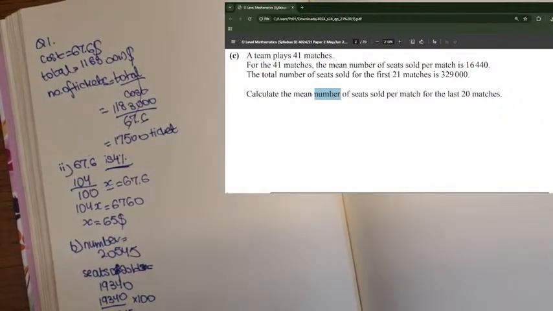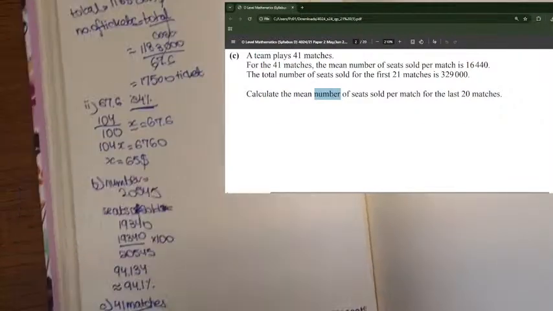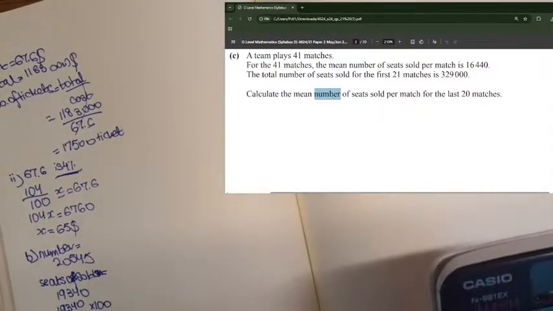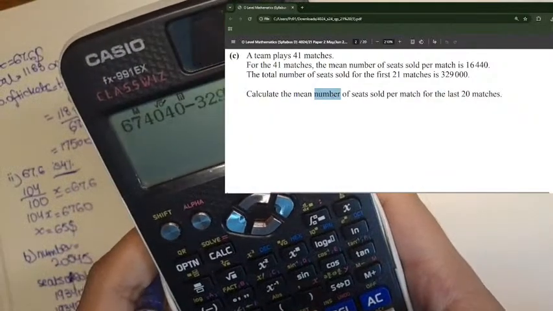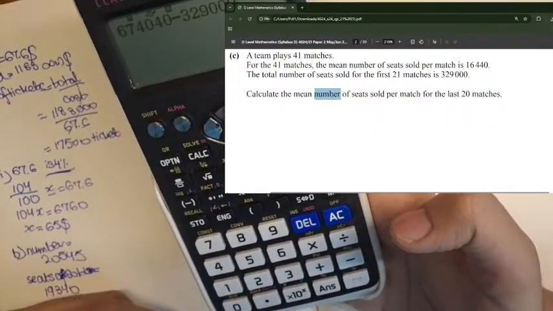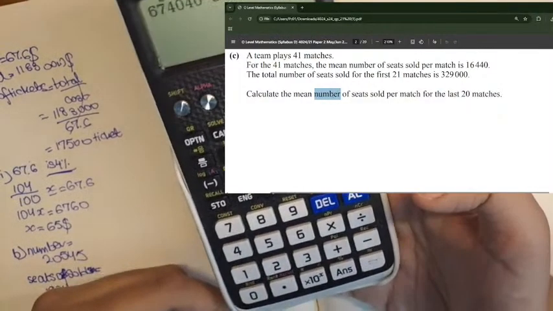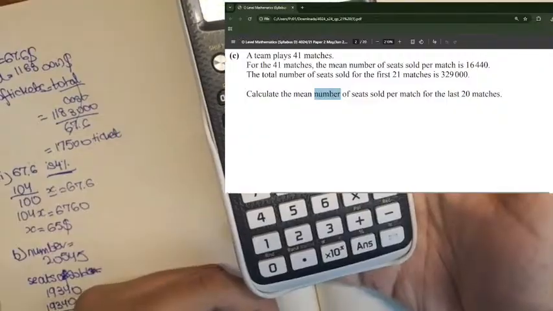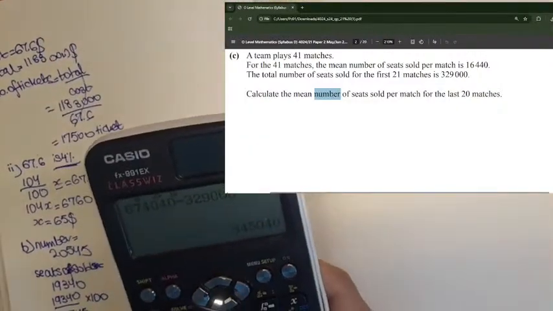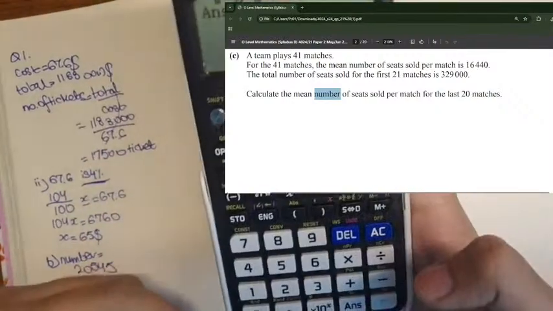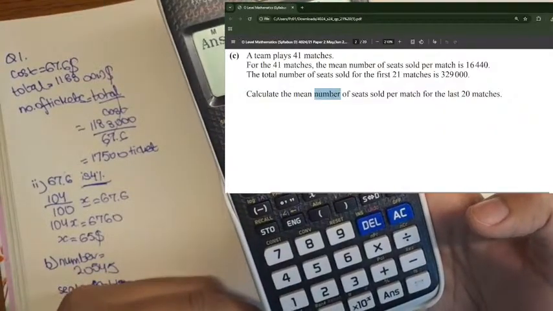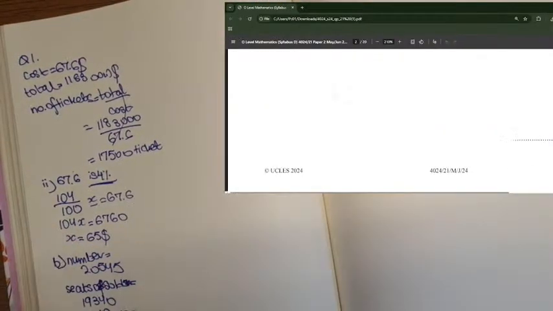Now in order to find the number of seats that we had in the last 20 matches, we subtract the total number of seats in 21 matches from this. So 674,040 minus 3,296,000. And this is the number of seats that we have now in 20 matches: 345,040 seats. Now, in order to find the mean number of seats sold in the last 20 matches, we divide this by 20 so that we can get the average of it. So, dividing by 20, we get that the mean was 17,252 seats in the last 20 matches. So, that's that. Let's move on to the next question.